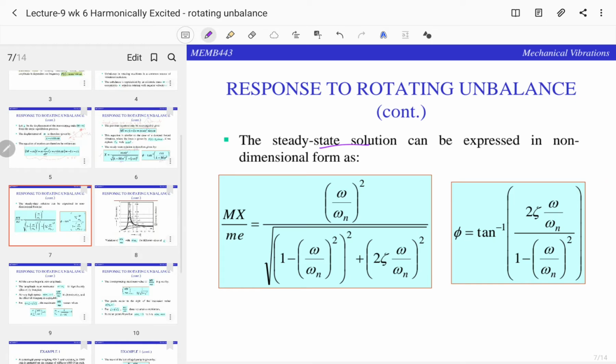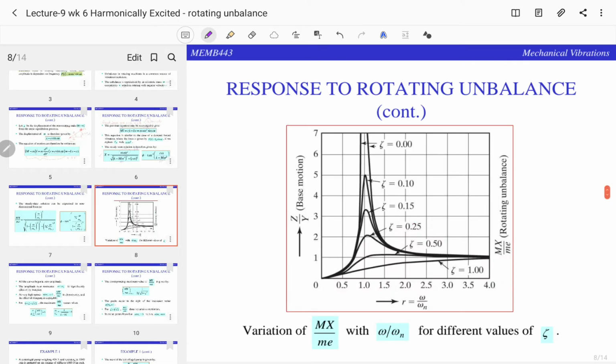So then from there you can actually get the steady state solution. So you also use the same or similar equation that you would use in the fixed base, but now we change a little bit because it is a ratio of capital M X over me. And you have this response of rotating unbalance. So now we are comparing the base motion and the rotating unbalance, which is case number 2 and case number 3. The first case is your fixed base.